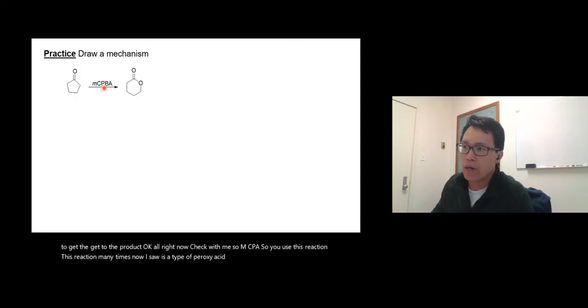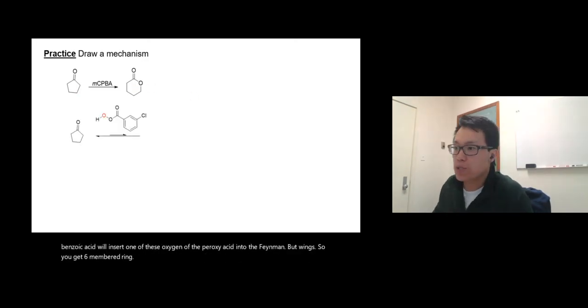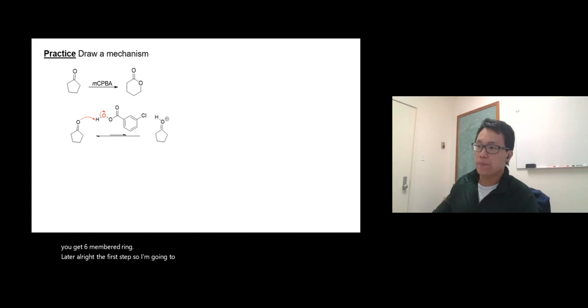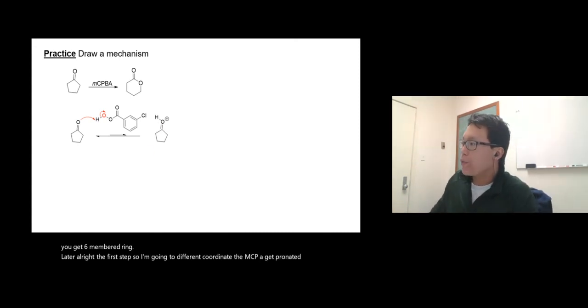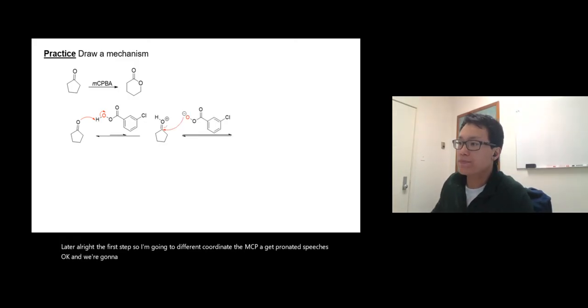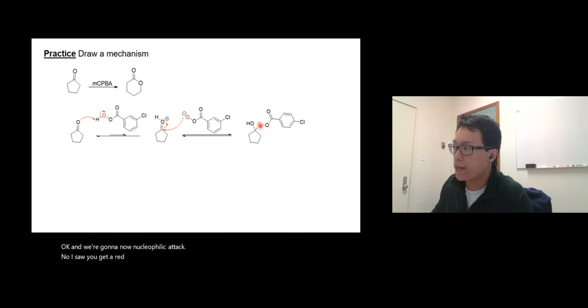Meta-chloroperoxybenzoic acid. We'll insert one of the oxygens of the peroxy acid into the 5-membered ring, so you get a 6-membered ring later. All right, the first step: I'm going to deprotonate the mCPBA and get the protonated species. And now we do the nucleophilic attack. So you get a red oxygen right here.